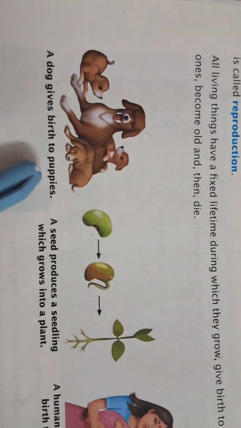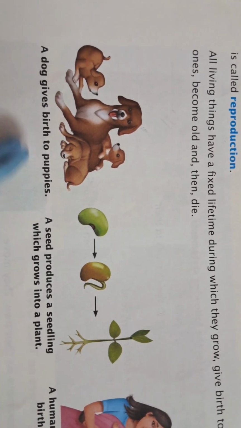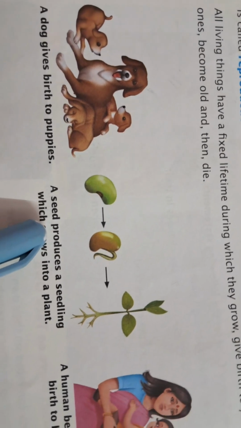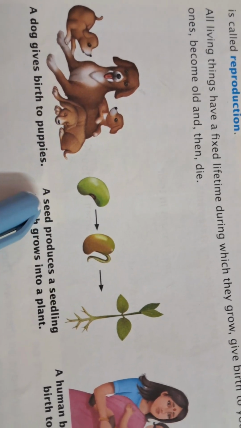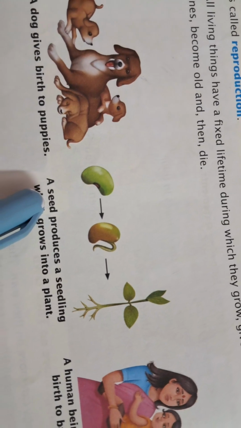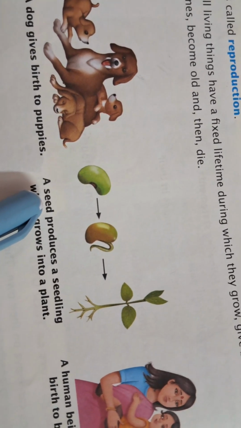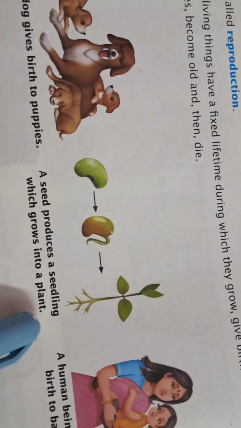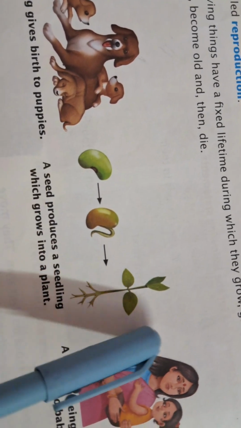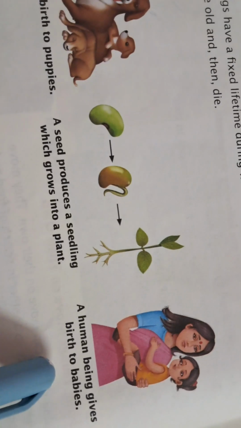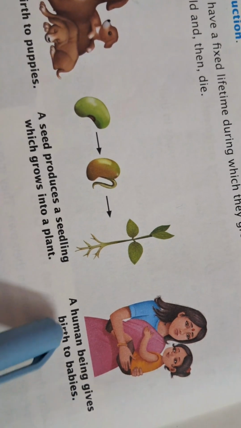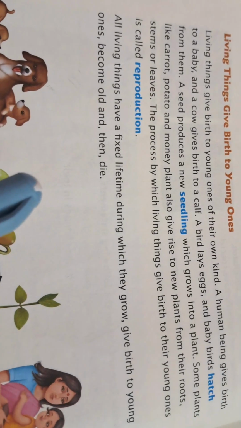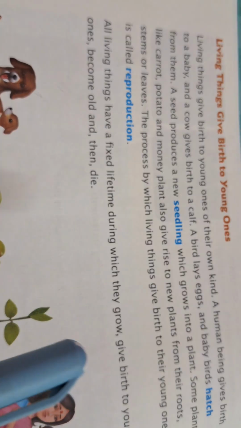Dog gives birth to puppies. So like this, not cat. Kitten. A seed produces a seedling which grows into a plant. So the seed grows into a seedling, and after that only we get the plant. A human being gives birth to babies. This is what we have about living things giving birth to young ones.